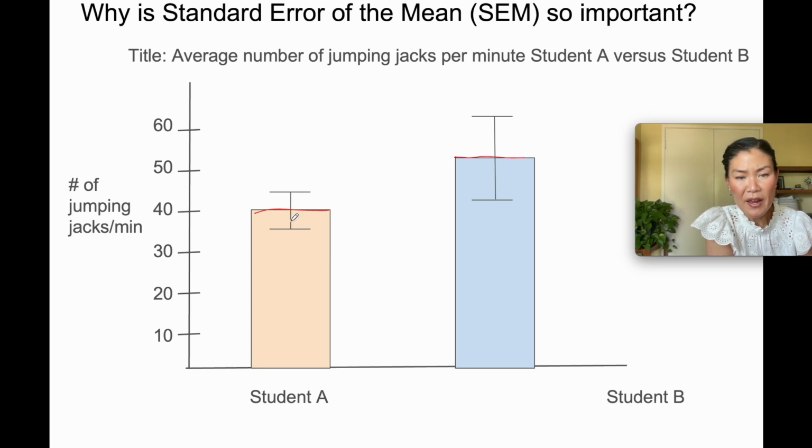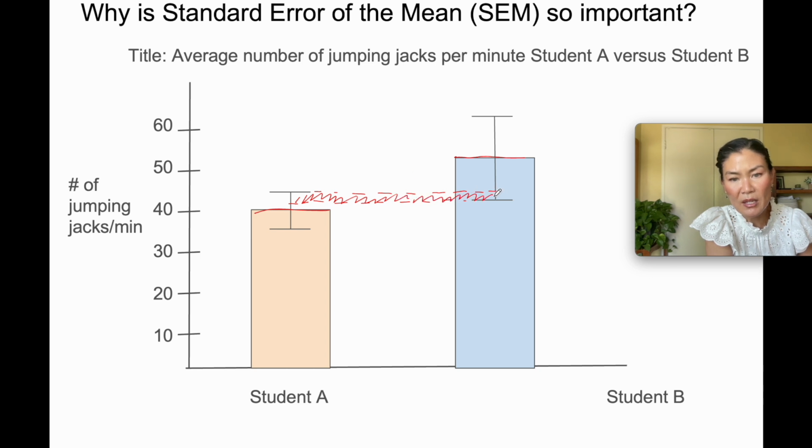So the error bars show you the variation of how they performed in the jumping jacks. Whereas student B, you could see that they had a lot of variation, okay? And notice how the top of this error bar does overlap just slightly with the lowest part of the SEM error bar here, okay? So there's a little bit of overlap.